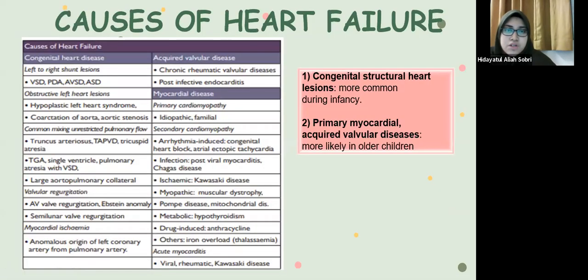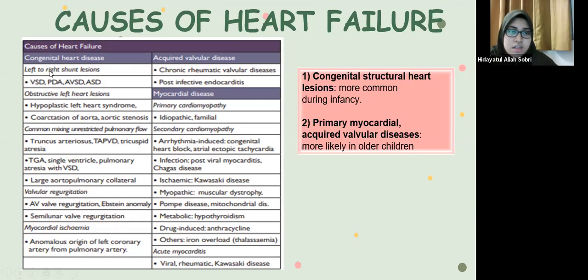Next, I will explain about the causes of heart failure. As we all know, heart failure is the inability of the heart to provide adequate cardiac output to meet the metabolic demands of the body. So the causes of heart failure, according to the PITS protocol, divide into congenital heart disease, acquired valvular disease, and myocardial disease. Usually congenital is more common during infancy, and primary myocardial and also acquired valvular disease is more likely in older children.